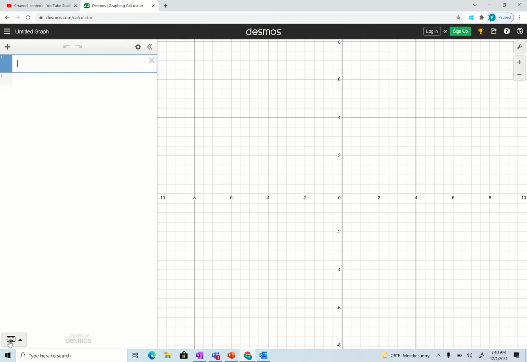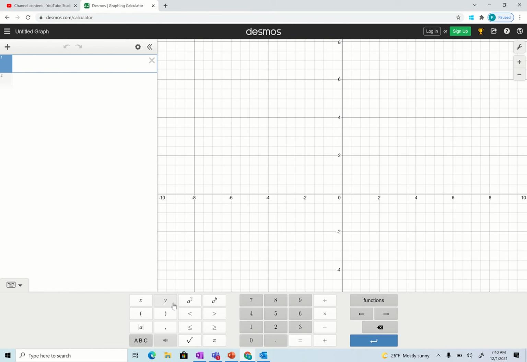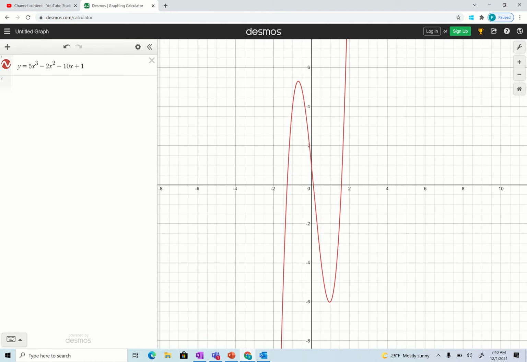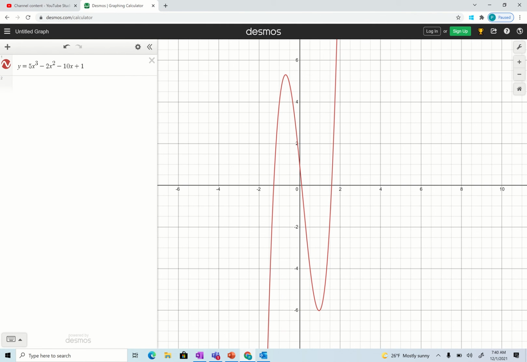So what we have is y equals 5x cubed. We got to make sure we get out of the exponent. It's minus 2x squared minus 10x plus 1. All right, so you look at this and here's our graph. This is really the graph that we're going to use to answer these questions.